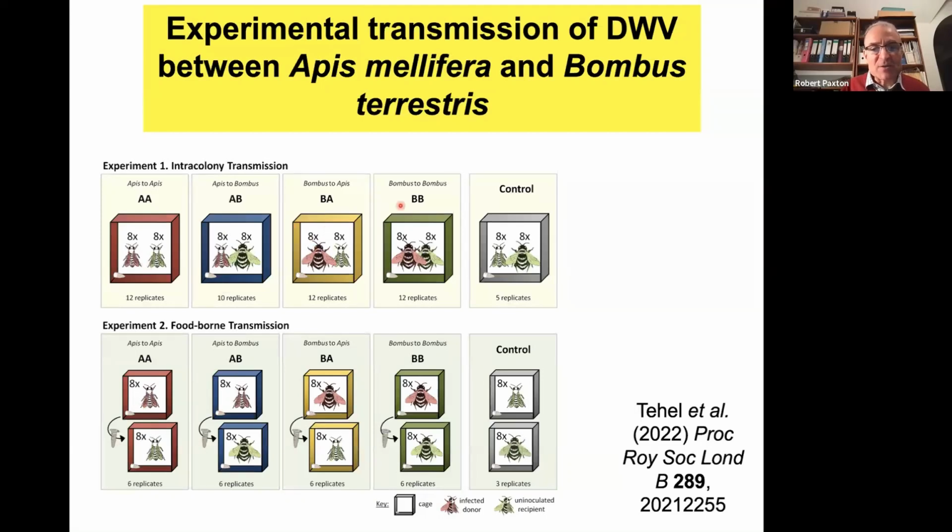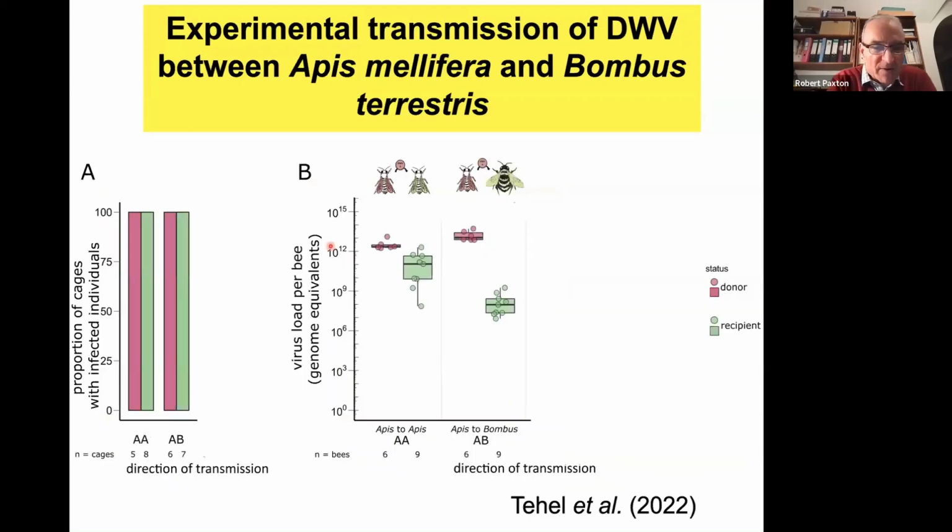I'm going to just show you the results of the upper experiment. And here are the results. So when she mixed infected honeybees, Apis, with uninfected honeybees, Apis, she found the infected honeybees were obviously all infected.